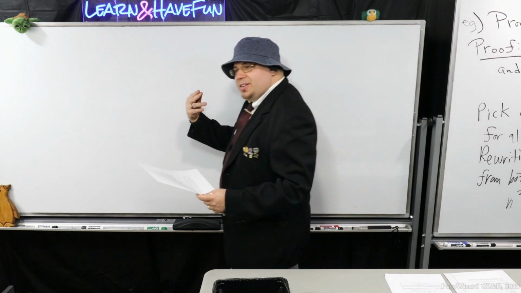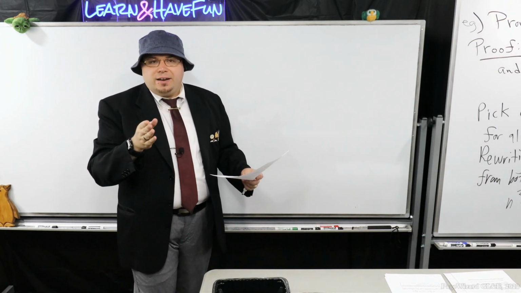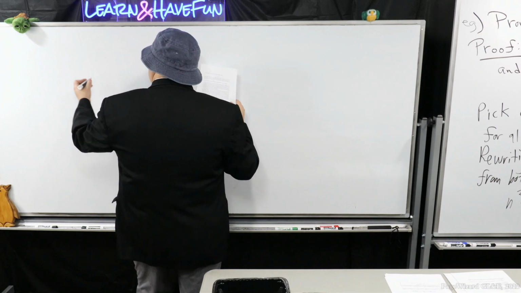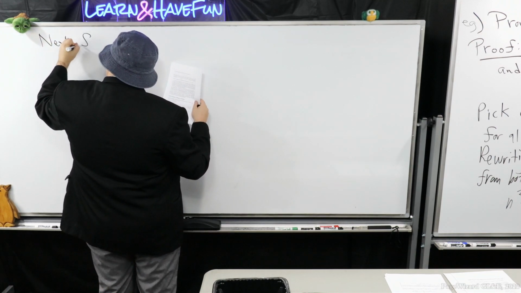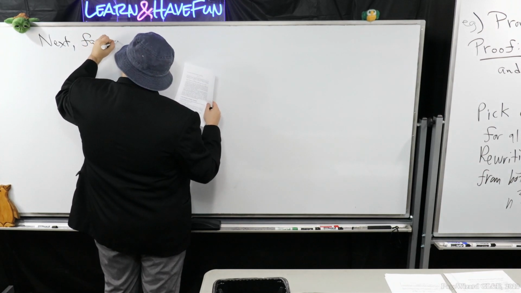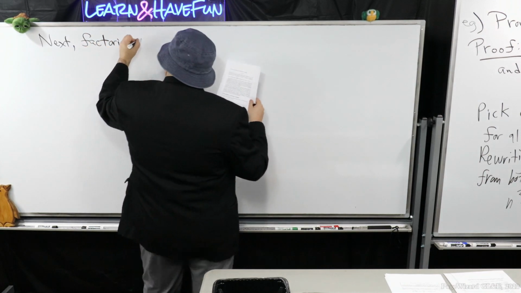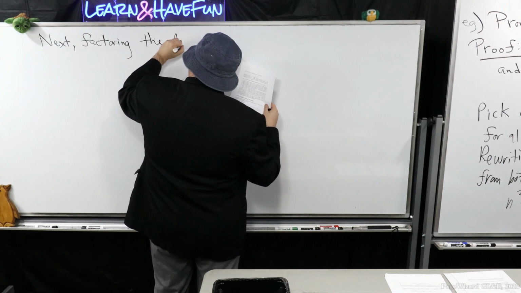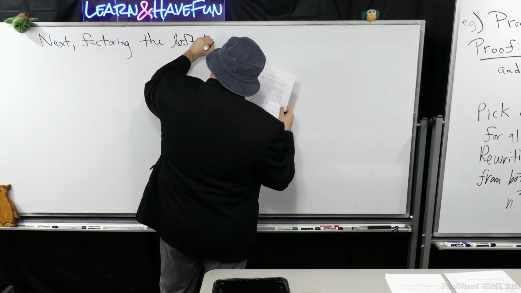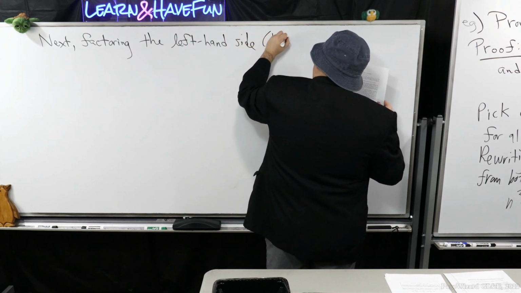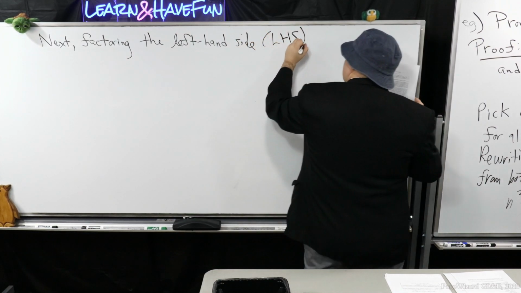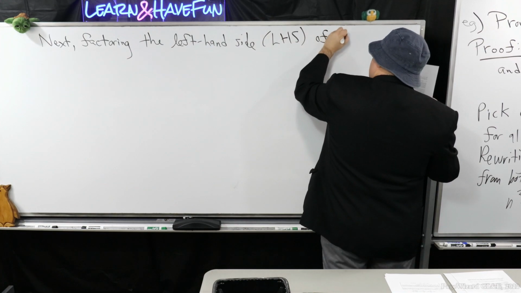So next what I'm going to do is factor the left-hand side of that inequality. Next, factoring the left-hand side, so I'll abbreviate this as LHS very often, of the inequality.